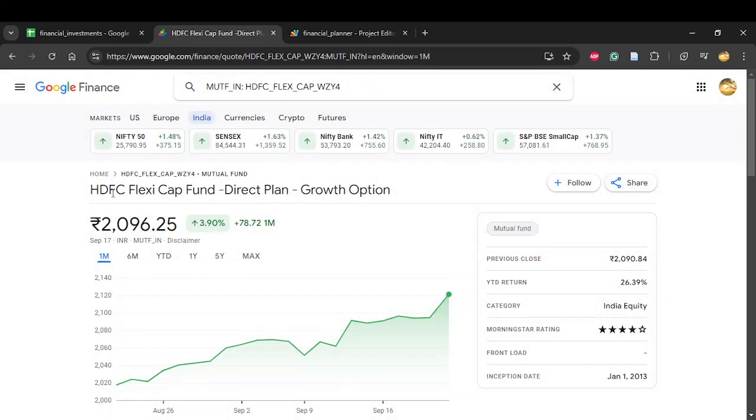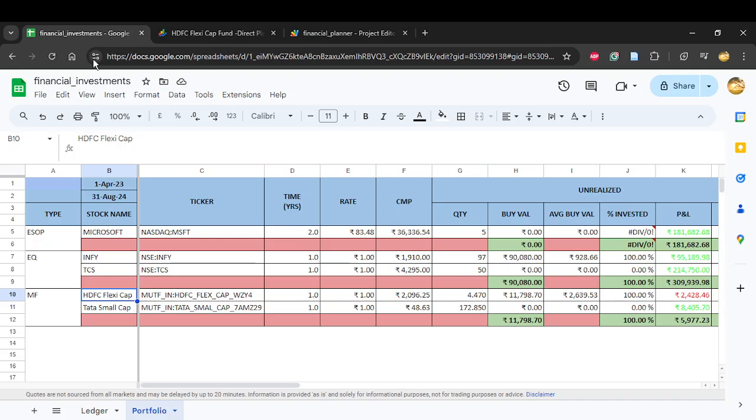So we are getting the HDFC FlexiCap fund with direct plan and growth option. This is the current price and this is the ticker name, and you have to search it with this keyword. So the same has been populated here. So this is something we have to populate for each of the stocks that we have in our portfolio.